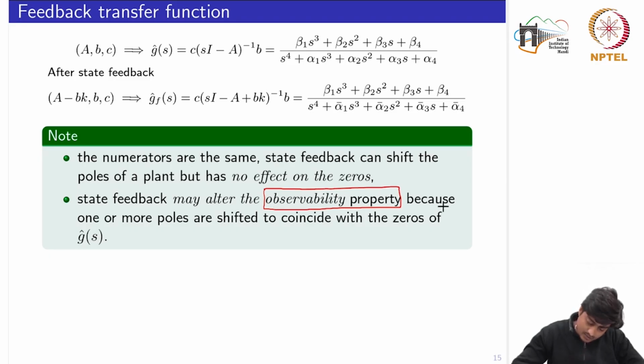But at this time, you can see that one or more poles are shifted to coincide with the zeros of the G hat s. Okay.